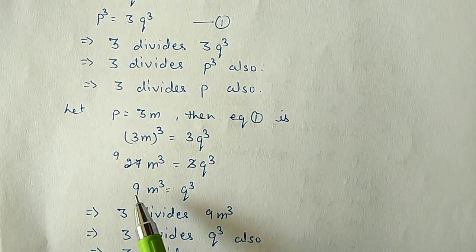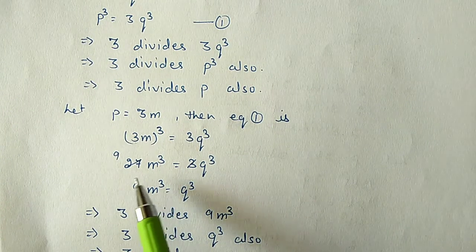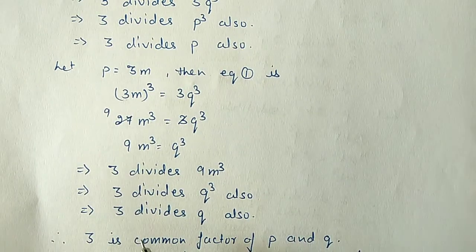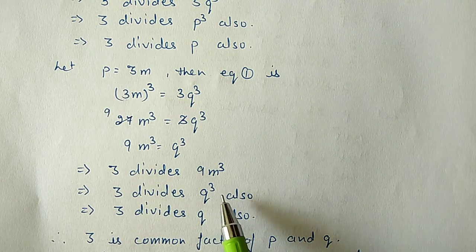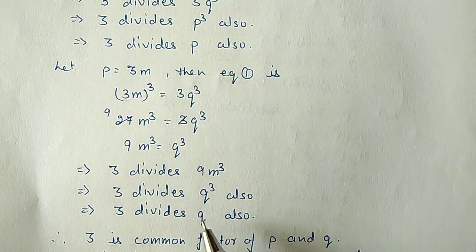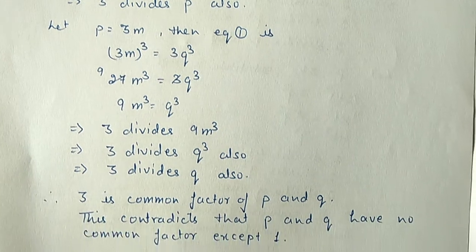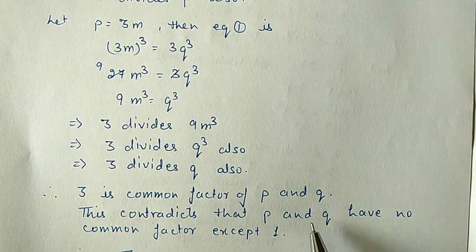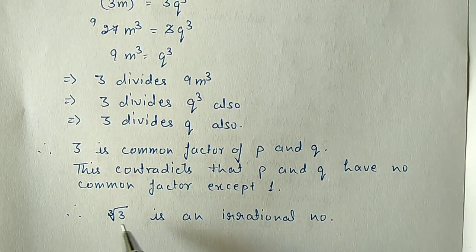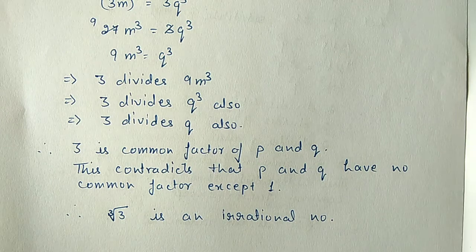And 9 is coming in 3 table. So we can say 3 divides this left side. It means 3 is dividing this right side also, and 3 divides q cube also. If it is dividing q cube, it means it will divide q also. So we got here 3 divides p and 3 divides q. It means 3 is common in p and q. But at the starting we have taken p and q have no common factor except 1. So both the conditions are coming different. It means what we have taken, that the cube root of 3 is a rational number, that is wrong. It will be an irrational number. So we can write cube root of 3 is an irrational number.